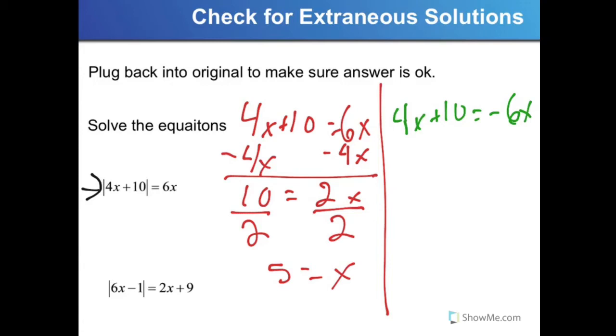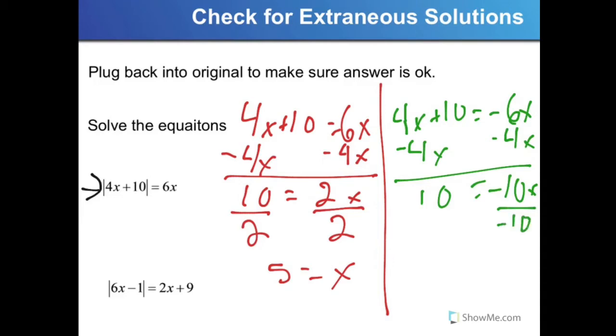So I'm going to do the same thing. I'm going to move my term with my variable to the other side. So I get 10 equals negative 10x. And when I divide by my coefficient, then I get negative 1 equals x.